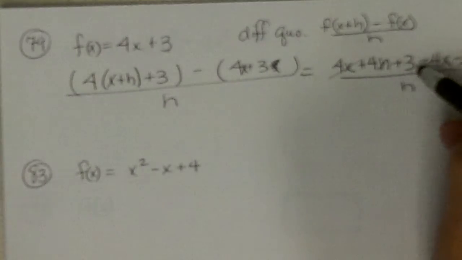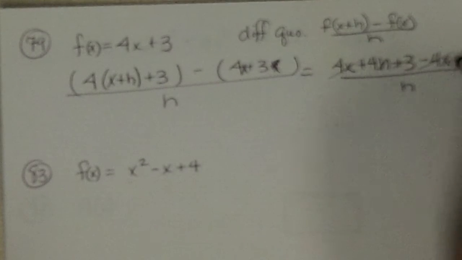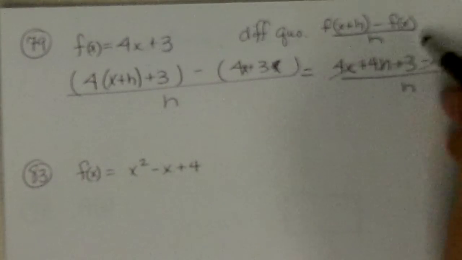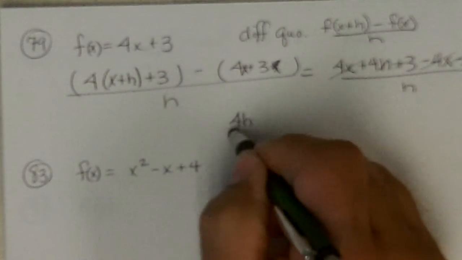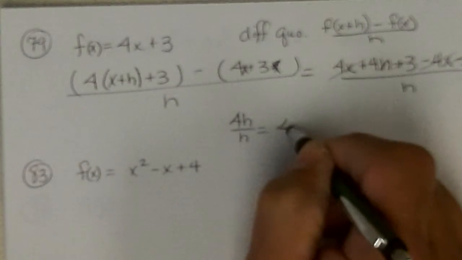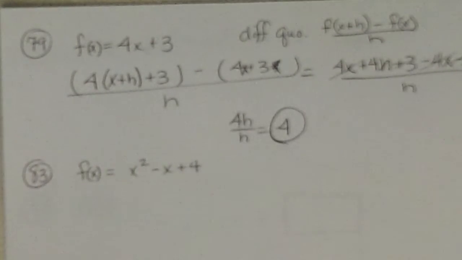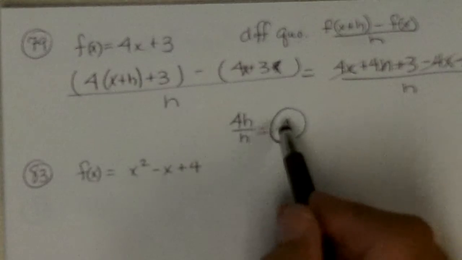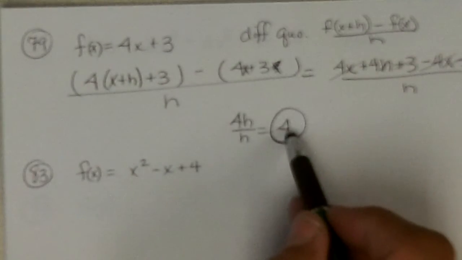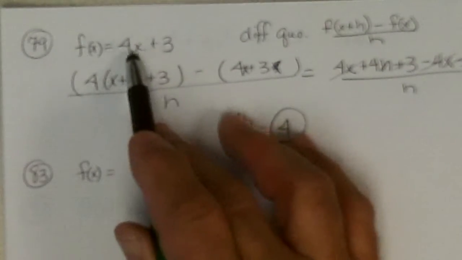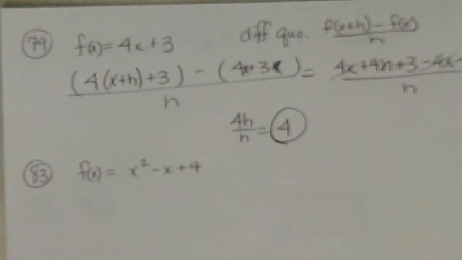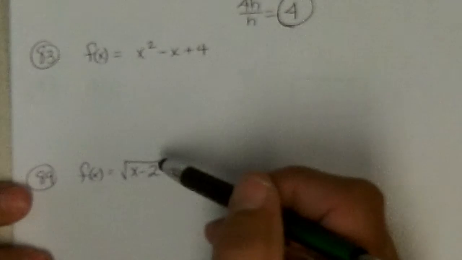The 4x's cancel, the plus 3 and the minus 3 cancel, and we get 4h divided by h, which is 4. Which makes sense because the difference quotient finds the slope, and this was a line, so the slope is always 4, and that's what we got. For a parabola, the slope changes, and so we should have some x's left.